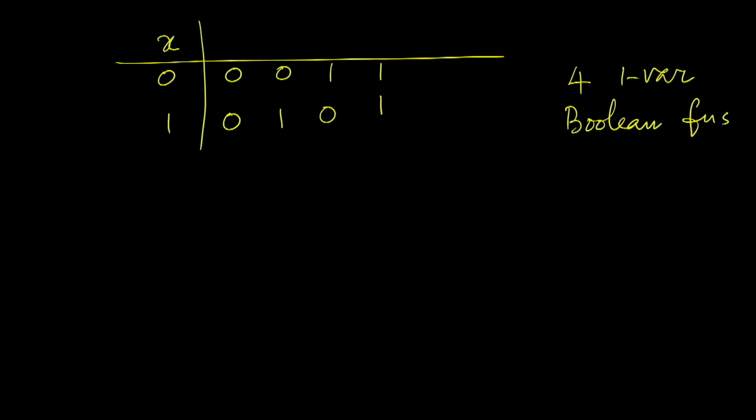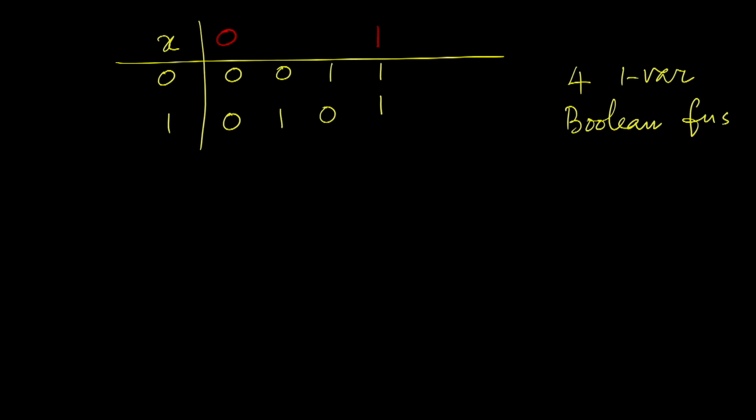Now, let us name these functions. In particular, let us look at the first column. In the first column, both the function values are 0. Therefore, let me call this the 0 function, the function which produces 0 irrespective of the input value. Similarly, look at the last column. Here f of 0 is 1 and f of 1 is also 1. So, this is a function which produces 1 irrespective of the input value. So, let me call this function 1.